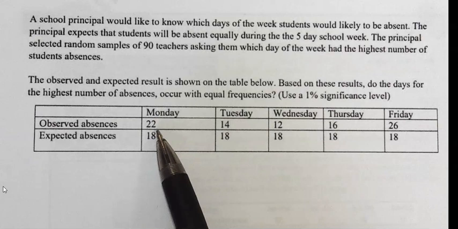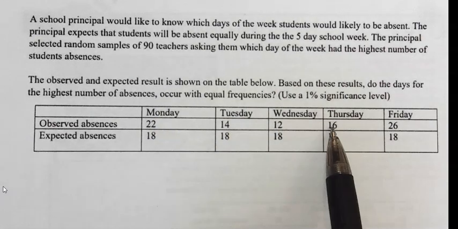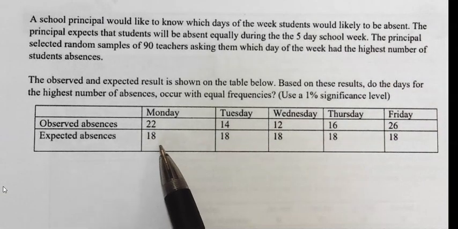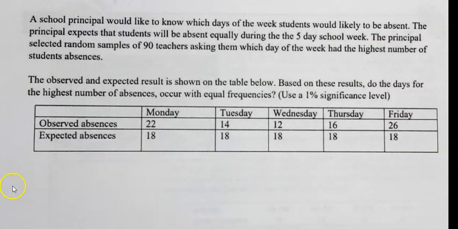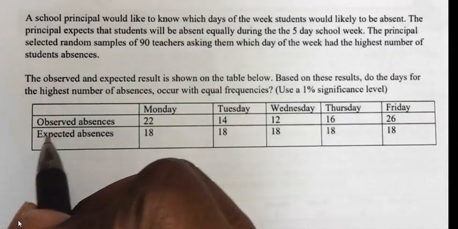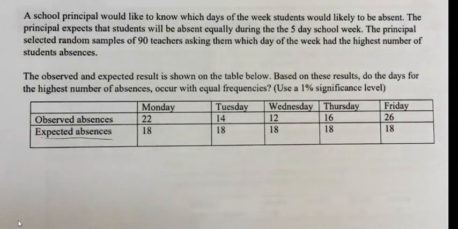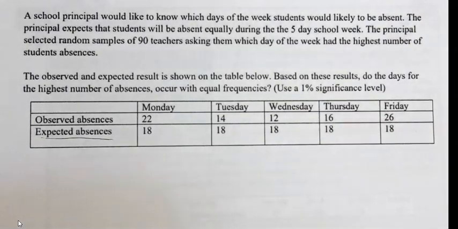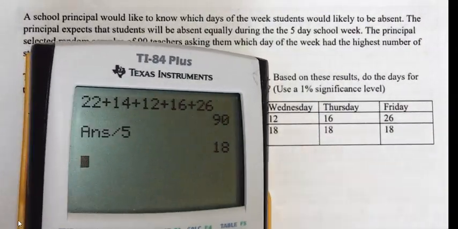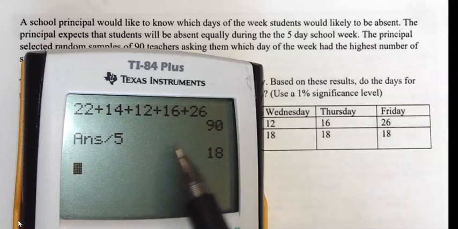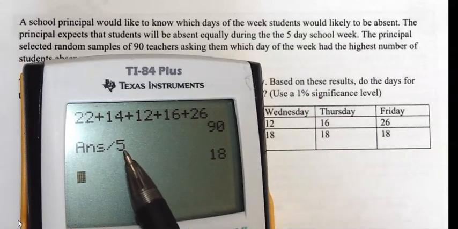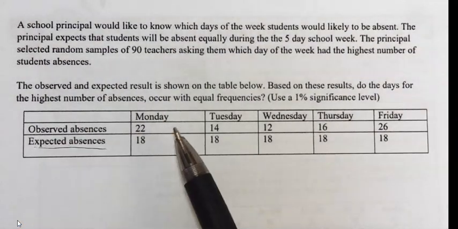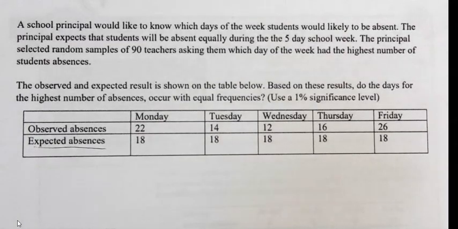So we observed they had 22 days, 14 days, 12, 16, and 26. We expected 18 each day. And this is how they came up with the expected number. The expected number comes from finding the sum of all the numbers in this list, then divided by the total number of categories. So if I looked at the sum of all the numbers in that list, it's 90. Since we have 5 days of the week we go to school, it's 90 divided by 5, which is 18 days. So our expected number of absences equally distributed is 18 days.